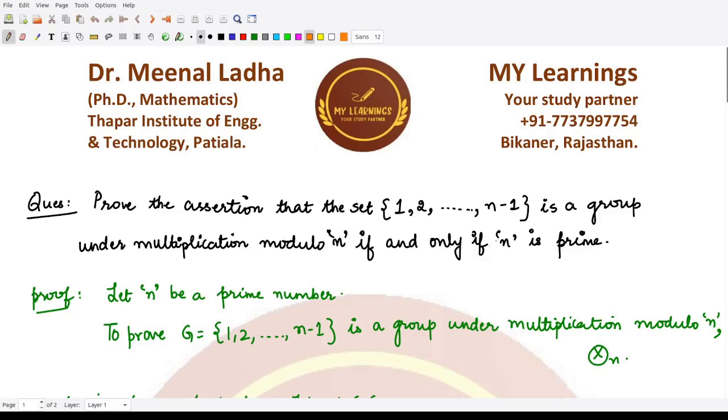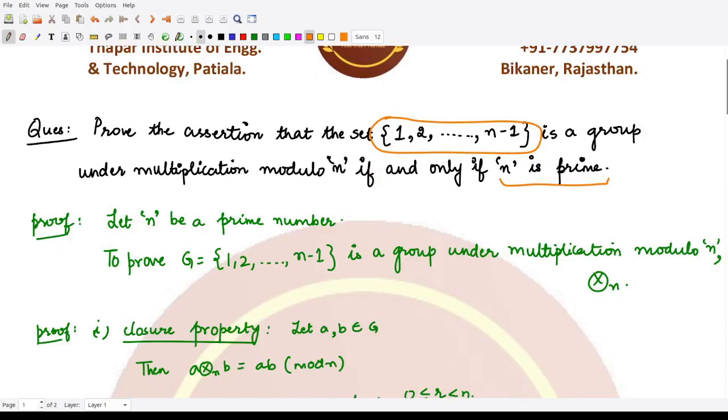In the first case, we assume that n is prime. Then we will prove that this set forms a group under multiplication modulo n. To prove this, we have to prove all four group axioms: the closure property, the associative property, existence of identity and the existence of inverse.